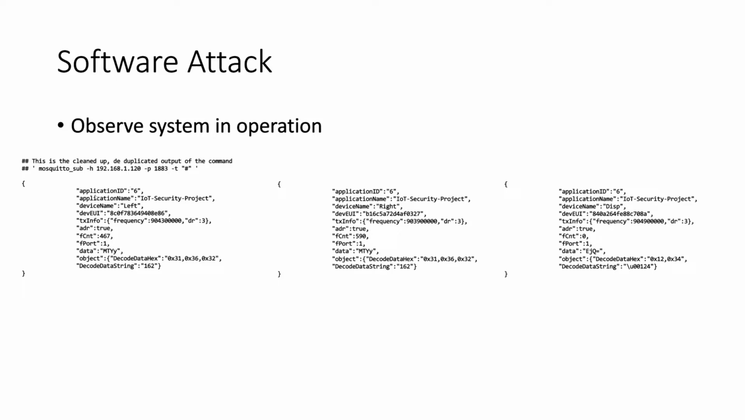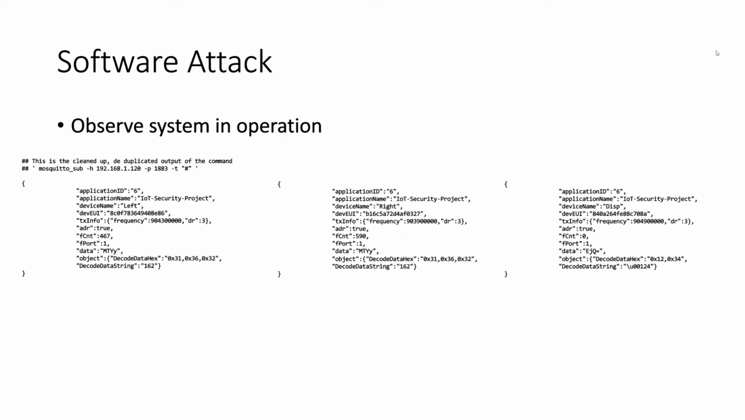So we've got this first one, an application ID of 6. The name is IoT Security Project. The device name is left. We've got a device ID. We've got some information here, and we see that here is the message that was published. The same here, the same information, but with right as the device name and a different ID, as well as a device with the name of DISP with a different ID and some different data being published.